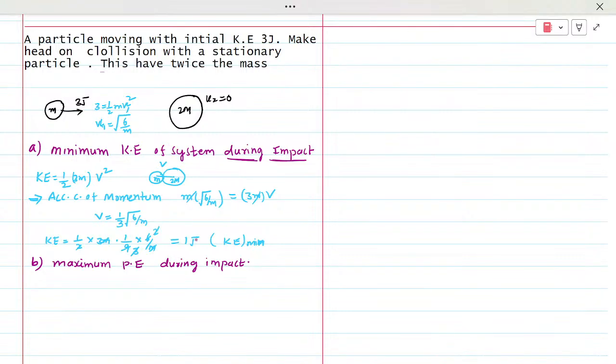So the energy is conserved, and according to conservation of energy, maximum potential energy plus minimum kinetic energy is equal to the initial energy, which is 3 joules. So 3 minus the 1 joule already there, therefore 2 joules will come. Understand? Here momentum is conserved and energy is also conserved.